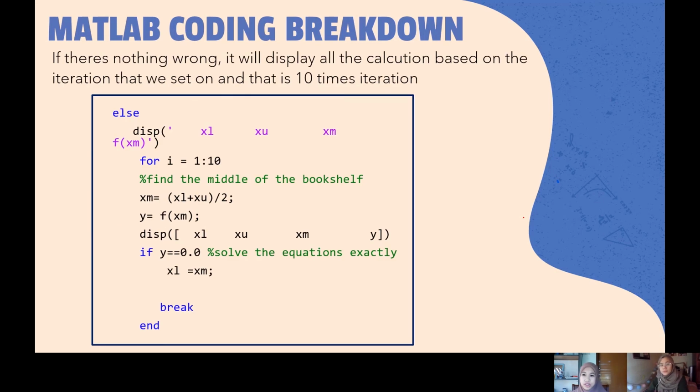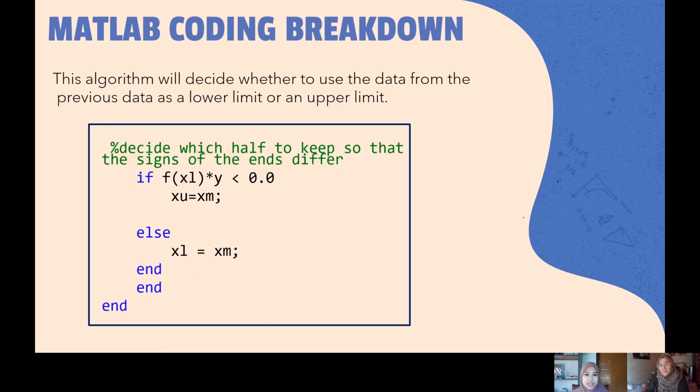Moving on, if it doesn't have a problem, it will display all the calculation based on the iteration that we set, and that is 10 times iteration. So this algorithm will decide whether to use the data from the previous data as a lower limit or an upper limit, so we can look where the error is and continue with the iteration. And that's it.